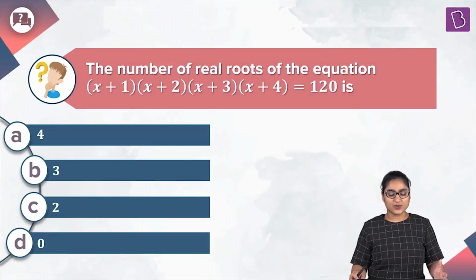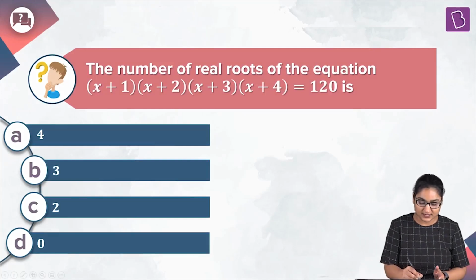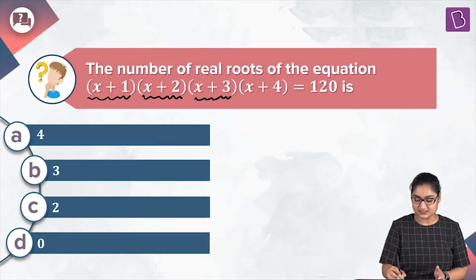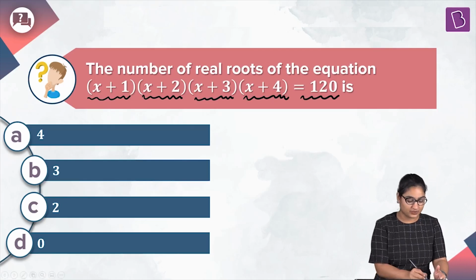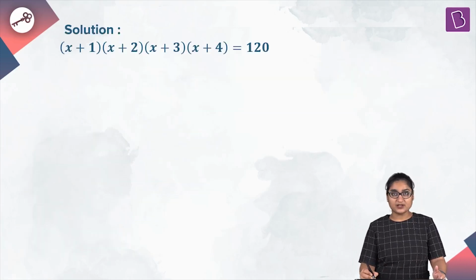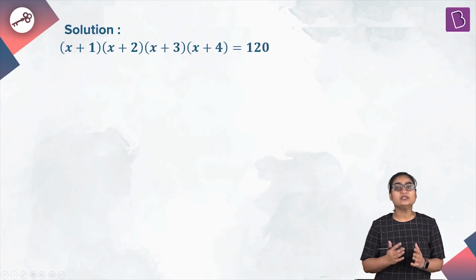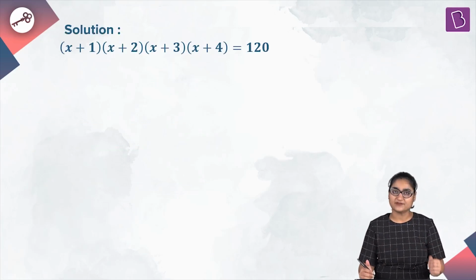So in this question, we have to find out the number of real roots of the equation given by x plus 1 multiplied by x plus 2 multiplied by x plus 3 multiplied by x plus 4 equal to 120. Alright, so this is the equation given to us in the question and we have to find out the number of real roots of this given equation.